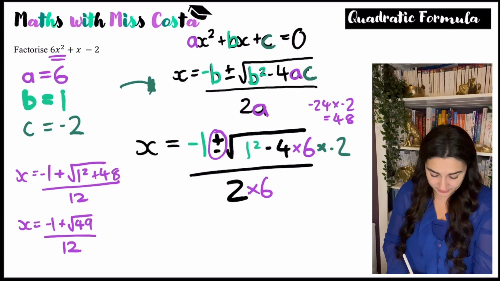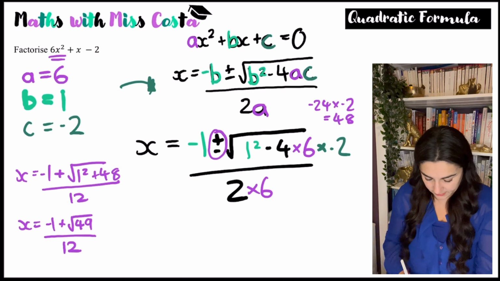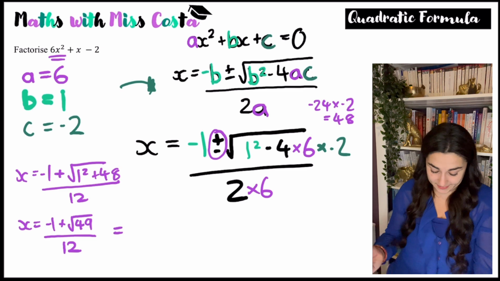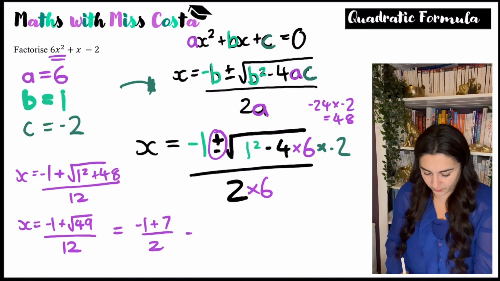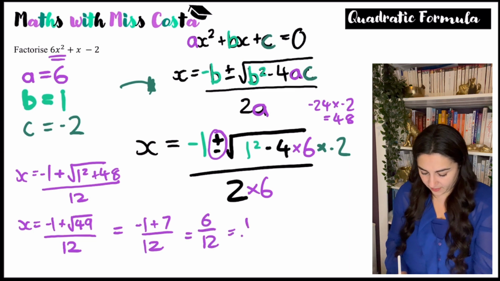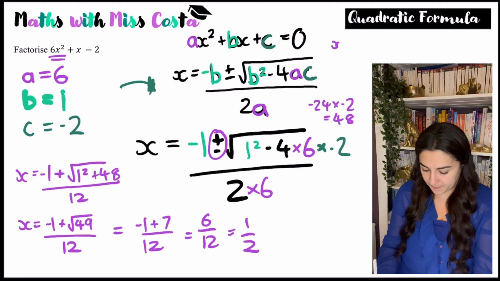If you type that into your calculator, well, you could actually, because it's just a square number, x would be negative 1 plus 7 over 12, which is 6 over 12, which is a half. So the first value of x is going to be a half.